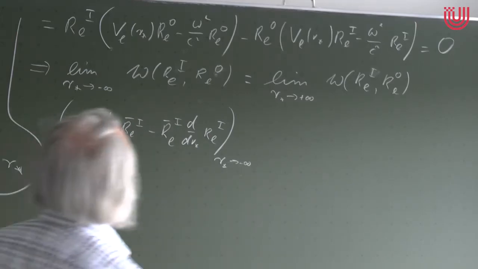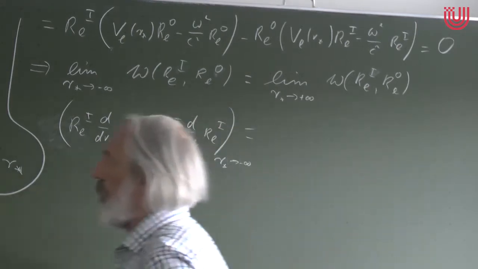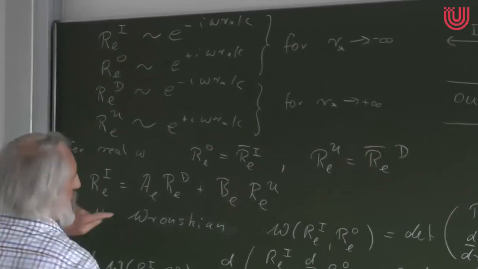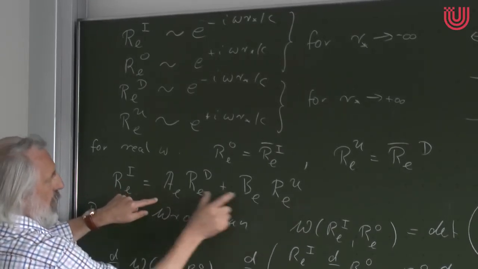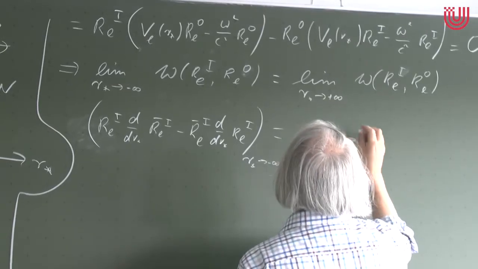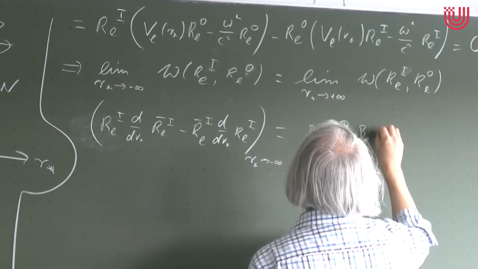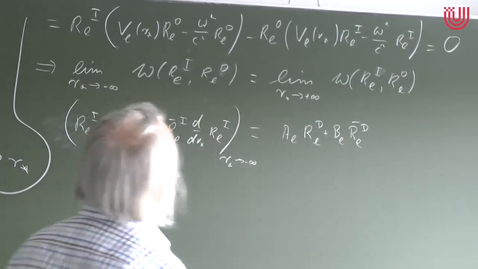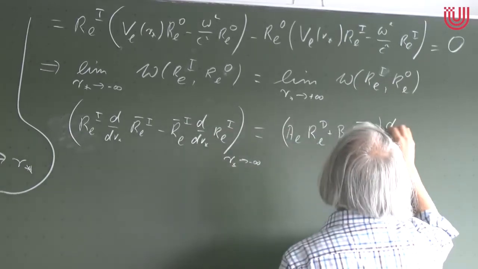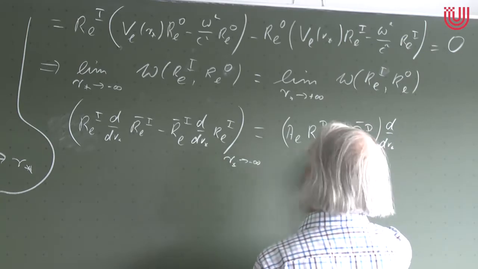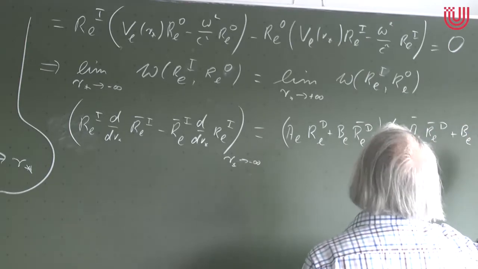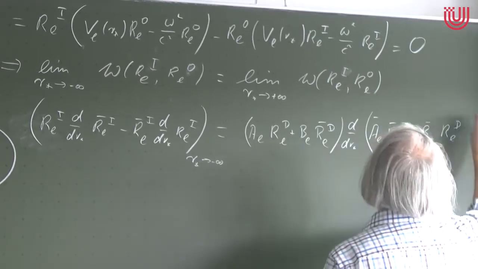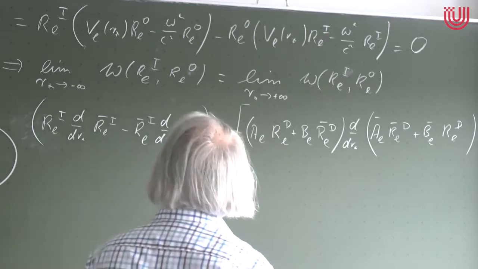And on the other side, for R_L^in and R_L^out, I don't have asymptotic expressions for r star to plus infinity. But if I assume that I express my R_L^in in this form, then I can use the asymptotics for these functions. So I use this expression now for the right-hand side. So R_L^in is A_L R_L^down plus B_L R_L^up, and R_L^up is R_L^down complex conjugate. d by dr star, and now just the complex conjugate of this here: A_L bar R_L^down bar plus B_L bar R_L^down. So now I need a bigger bracket, because then comes the other term.